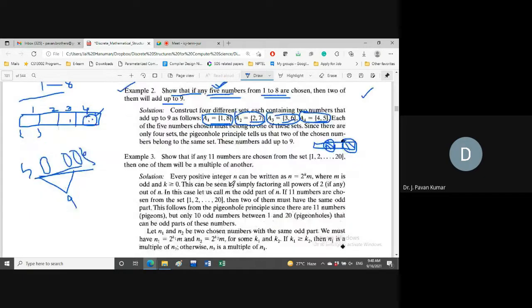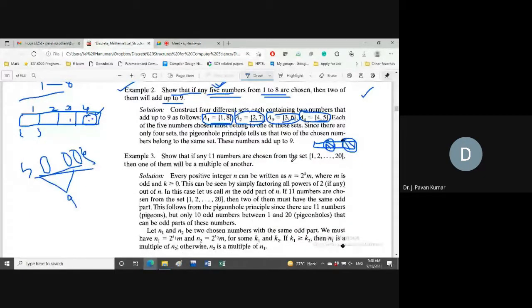Next, similarly, another example we have seen: 1 to 20 we have as the set, and we are choosing 11 numbers from this. The claim that we have to prove is that out of these 11 numbers, one of them will be a multiple of another.